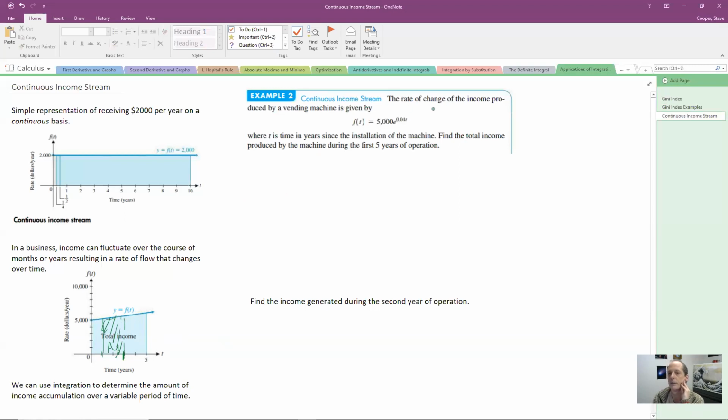So let's do this. This is the rate of change, or the rate of income. T is time in years since the machine was installed, and the rate of change of income produced by a vending machine is given by this right here. So we're going to find the total income over the first 5 years.